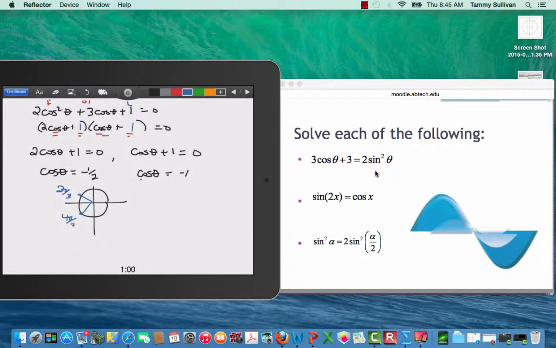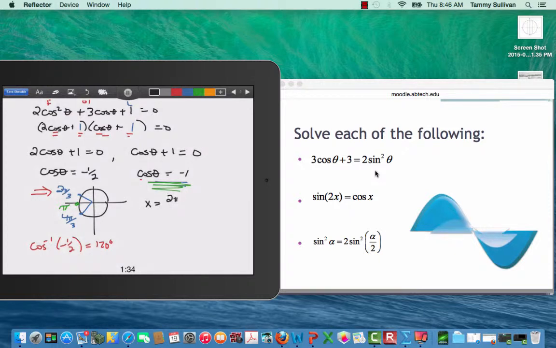4 pi over 3. Again, you could put this in your calculator and do the inverse trig, and if you did the inverse cosine of negative 1/2, it's going to give you 120 degrees. It'll give you this first answer, but not the second one. When is cosine negative 1? Cosine is negative 1 at pi. So those are my 3 answers, and since there's no restrictions here, they're wanting all solutions.